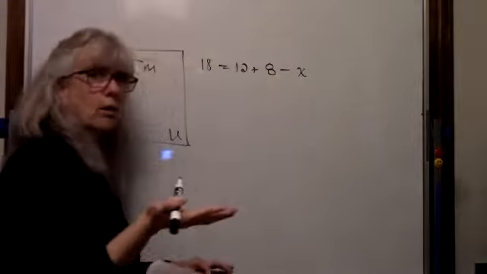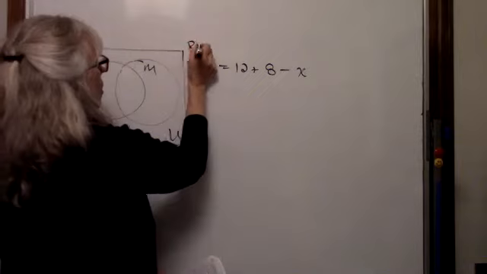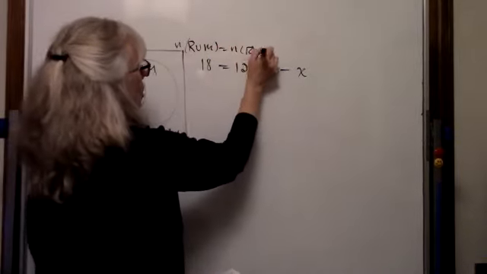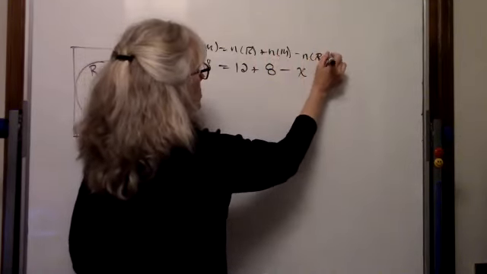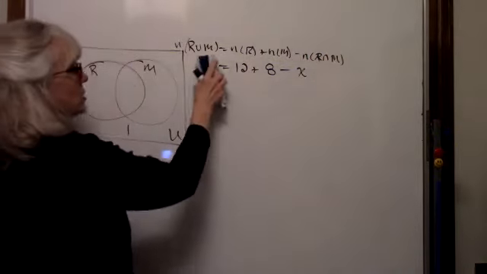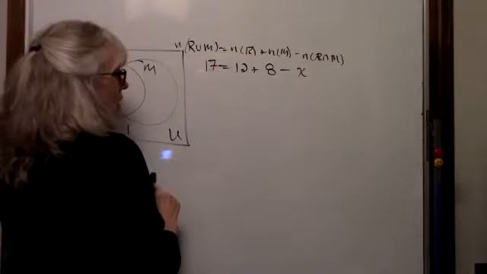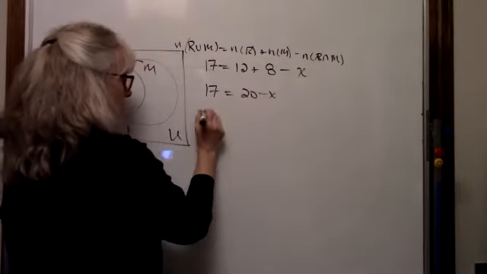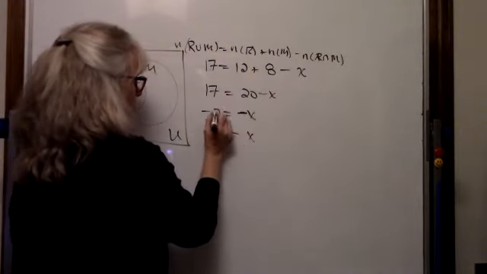Now I made a slight error here, and I'm hoping you recognize it. So over on this side is the number in R union M. That would be equal to the number in R plus the number in M minus the number in the intersection of the two. However, we know that there's 1 person sitting out here. So 18 is not the union, 17 is the union. Okay, well, 17 then is going to be equal to 12 and 8, which is 20, minus X. So that'll give me a -3 is a -X. So X is equal to 3.